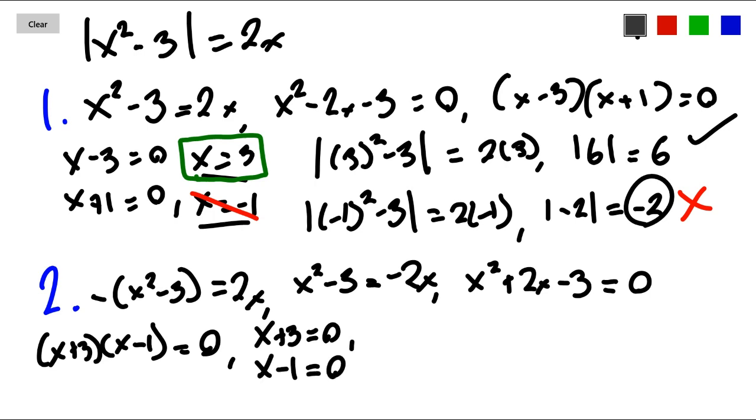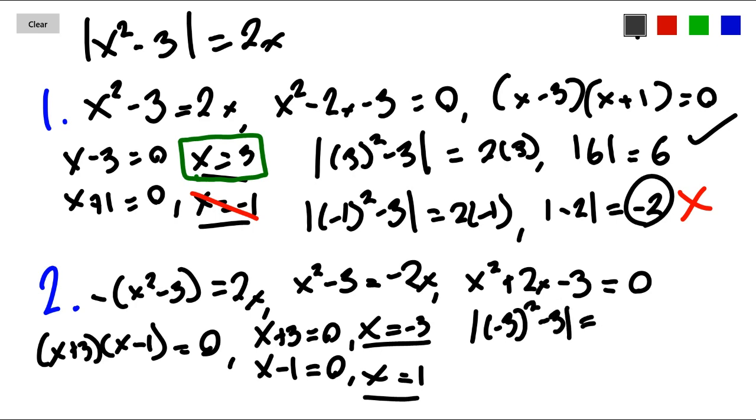And then solve. So I have x is equal to negative 3 and x is equal to 1 to evaluate. So I'm still going to have to check these to see if they work. So if I plug in negative 3 here, I have the absolute value of negative 3 squared minus 3 is equal to 2 times negative 3. And when I crunch the numbers, negative 3 squared is 9, and 9 minus 3 is 6. So I have absolute value of 6 is equal to negative 6, which we know is not true because absolute value is never negative. So we know that x is equal to negative 3 is an extraneous solution.